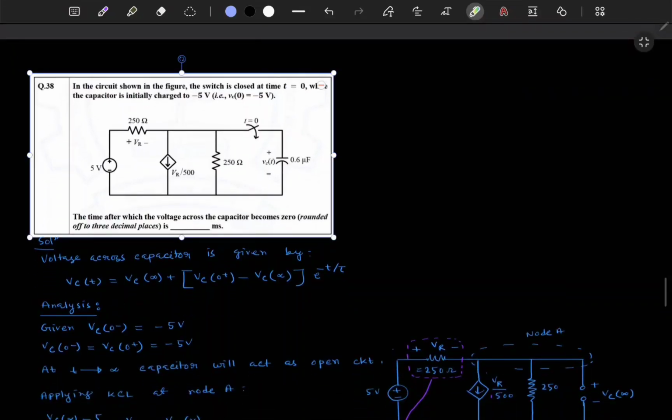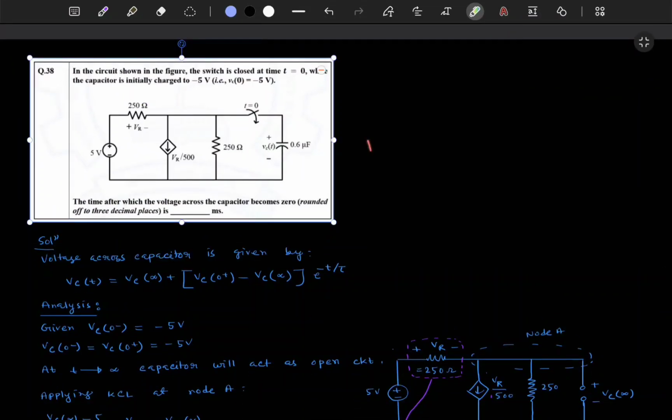Next, in the circuit shown in the figure, the switch is closed at time t equal to 0 while the capacitor is initially charged to minus 5 volt. So Vc(0) equal to minus 5 volt. We need the time after which the voltage across the capacitor becomes 0.